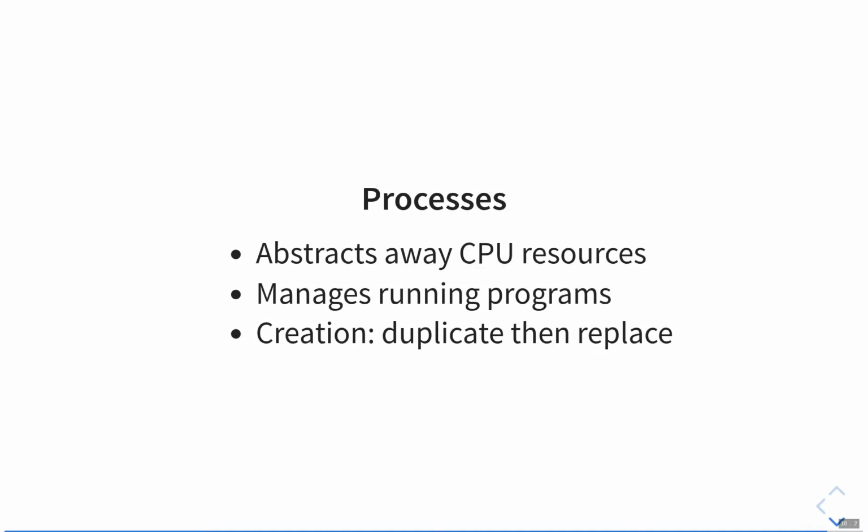So that pretty much wraps up the lecture. Just to give a brief summary of what we went over in these past two lectures on processes. Processes are a way to abstract away CPU resources. So you might think we could just run a program by loading it into memory and then moving our program counter to the first instruction in that program, and then just telling the CPU to do its thing.